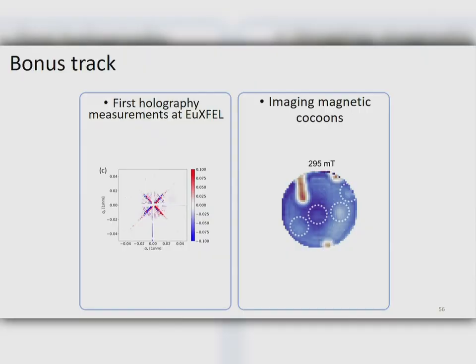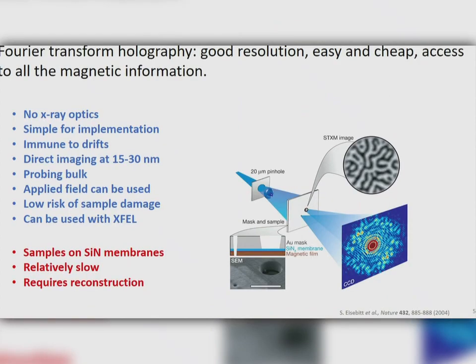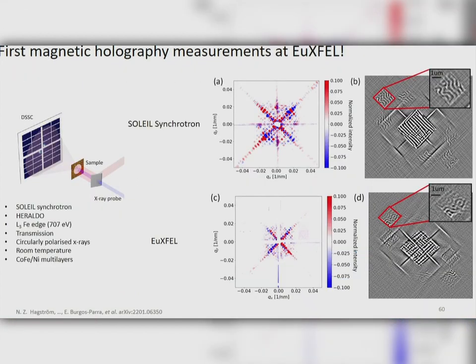Just as a bonus track, I want to show you the first measurements of holography that we did at the European XFEL, with Stefano as the leader, the same someone from before. And because we can use this with XFEL as well. So this is a simple sample, a cobalt iron nickel multilayer. This is the image that we got from the synchrotron, and this is the same sample imaged at the XFEL.